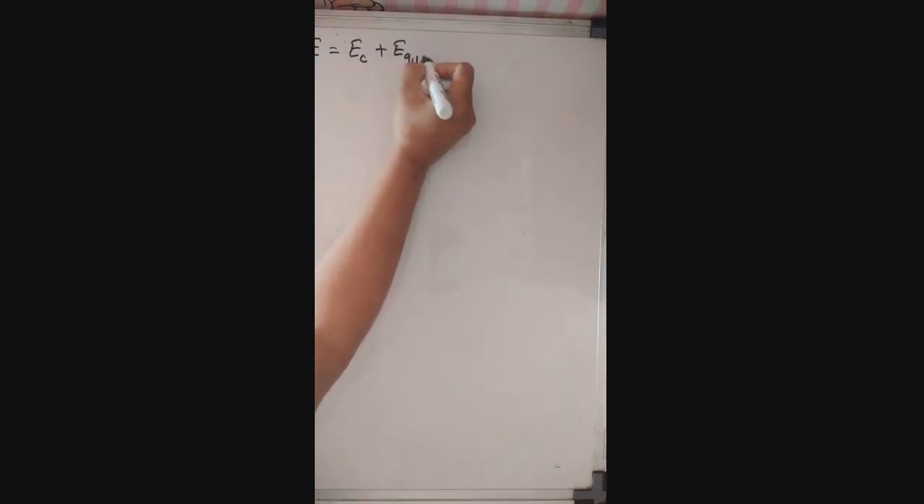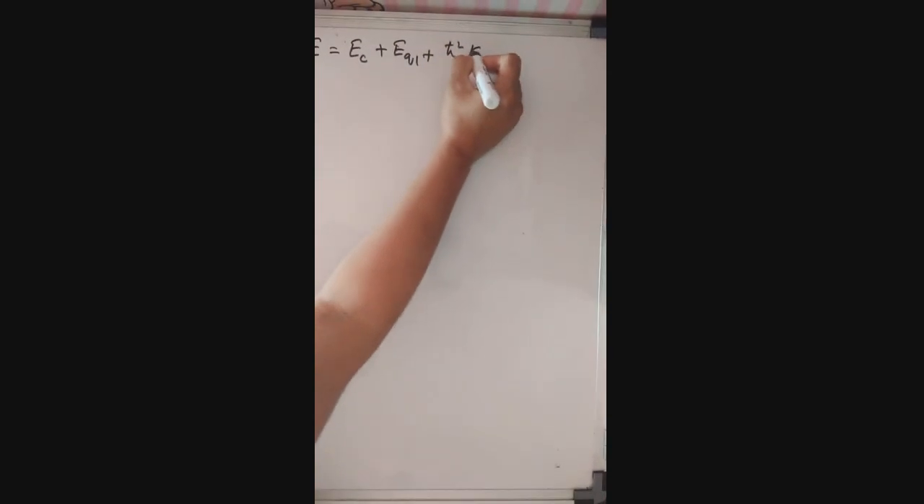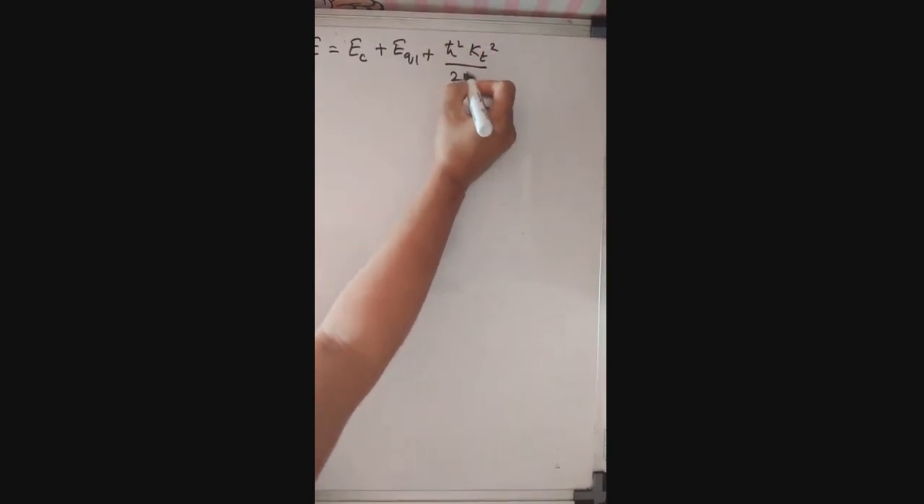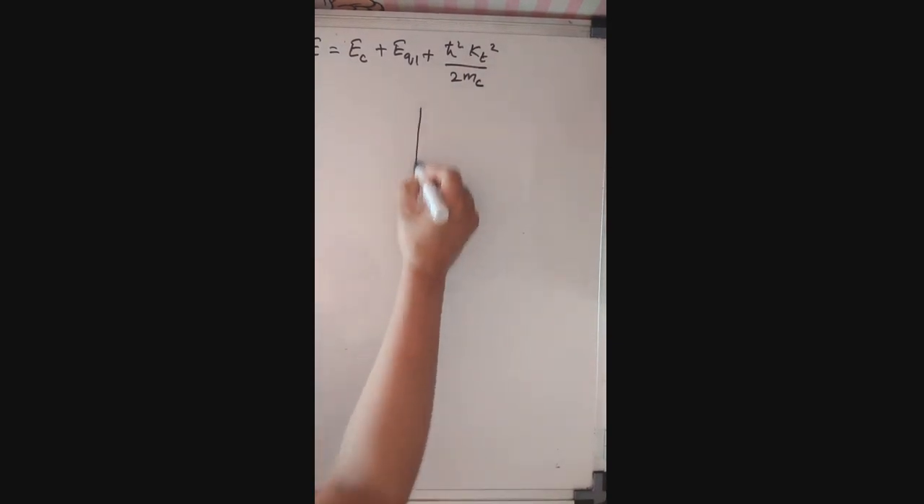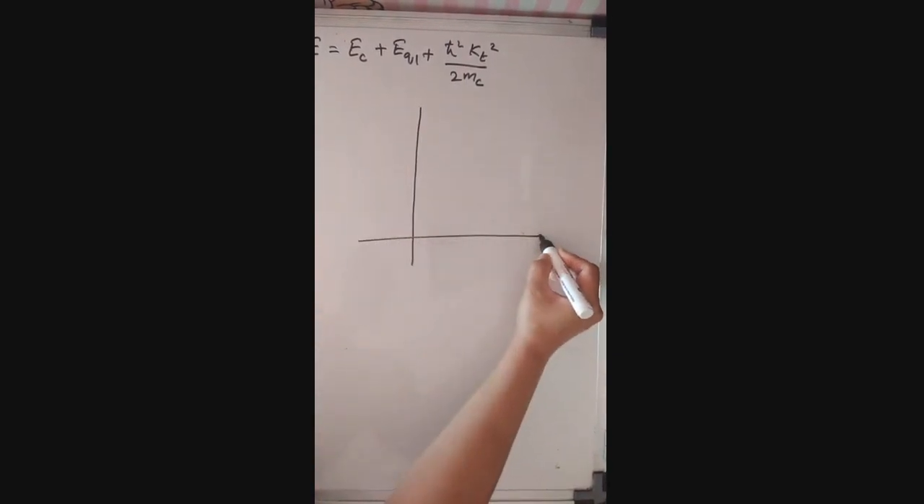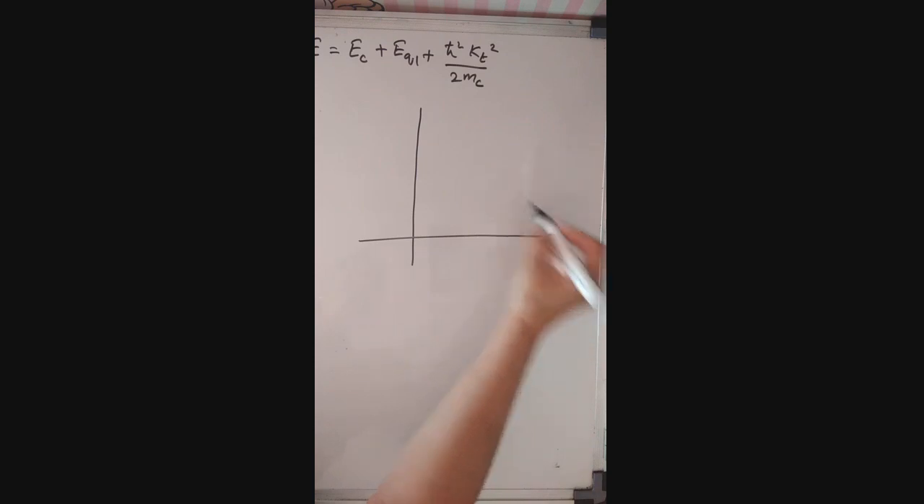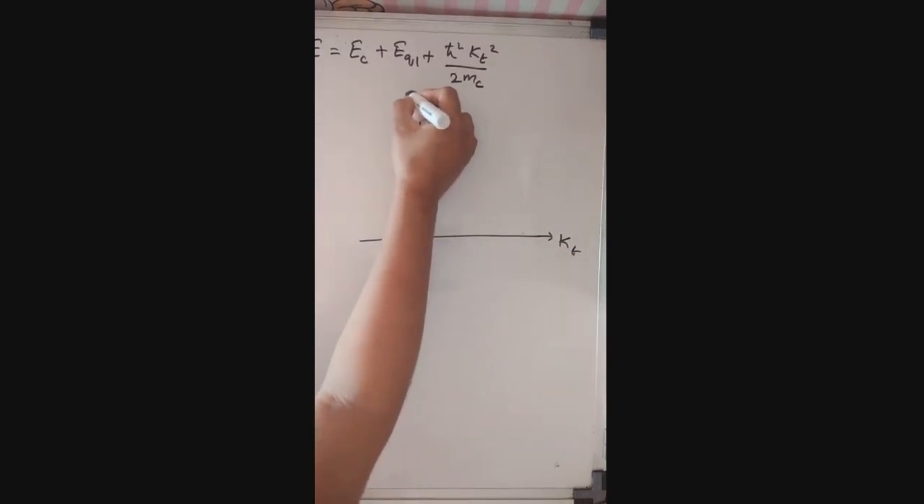Okay, now we will be plotting it. First we will be plotting in terms of energy. That is, I will be using this expression: E = EC + EQ1 + ħ²kt²/(2mc). We'll be using this expression and plotting it. So in plotting this, we have kt on this side and energy E on this side.